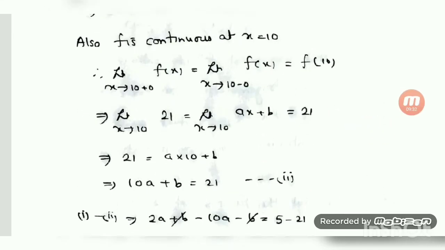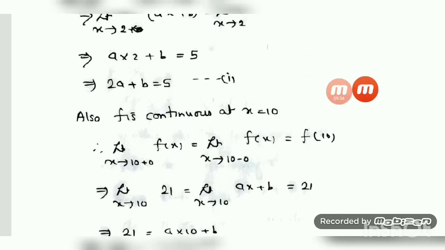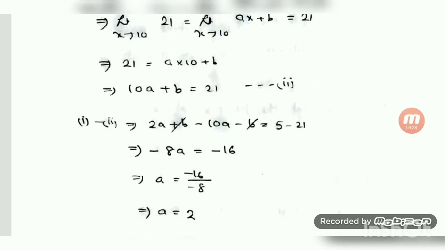2. After getting the value of a, we substitute this value of a either in 1 or in 2. I have substituted in 1. So it becomes 2 into 2 plus b equal to 5. That is here 4 plus b equal to 5, that is b equal to 1. So we have got the values of a and b. Value of a is equal to 2 and value of b is equal to 1. So here this question is completed.